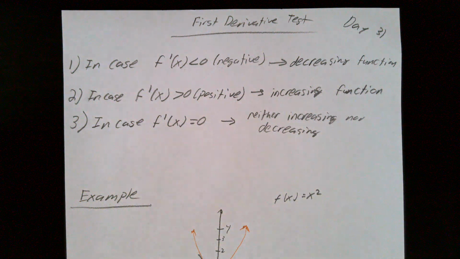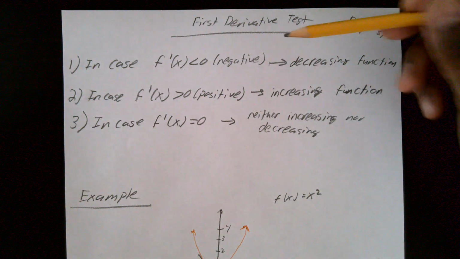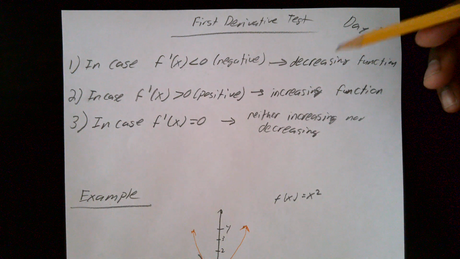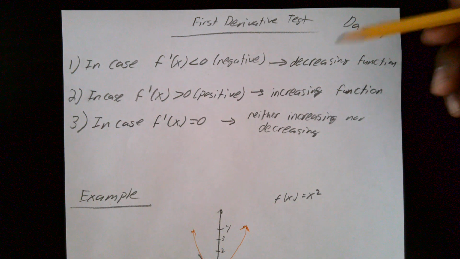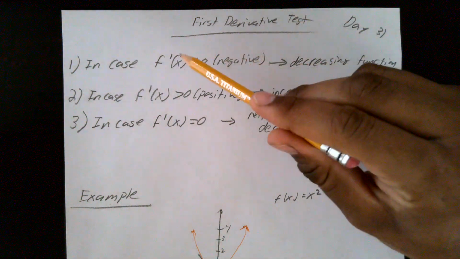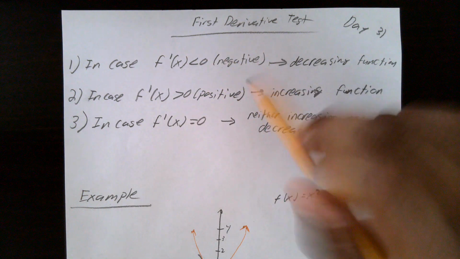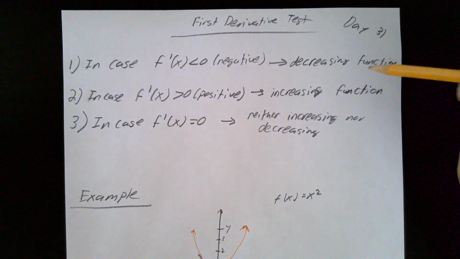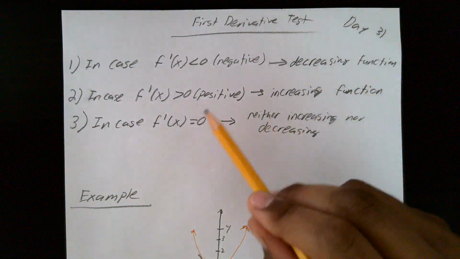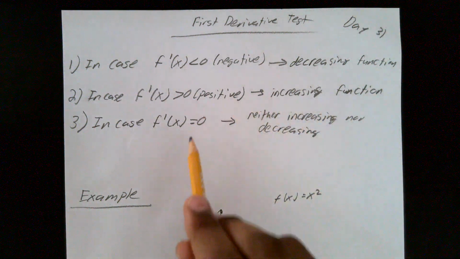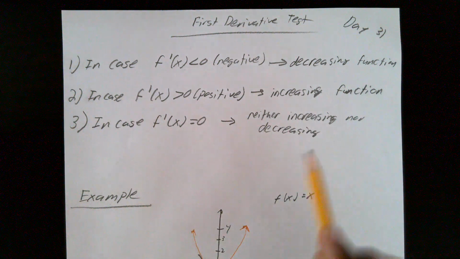Today we're going to be going over the first derivative test. What this will do is allow you to figure out if your function is increasing or decreasing at a particular point. So if you've got a derivative and it ends up less than 0 at a particular x value, then you've got a decreasing function. And if it's positive, then it'll be an increasing function. And if it's 0, then you're not increasing or decreasing.